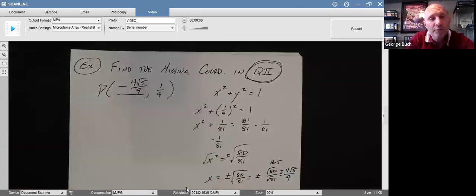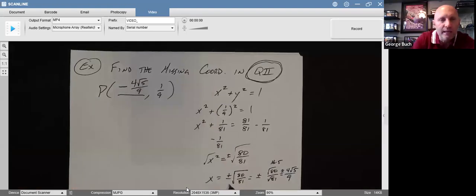So before everybody asks me in class, yes, this is how I want your answer. I want you to simplify if possible. Don't just give me negative square root of 80 over 81. You should have the ability to simplify that. If you're in Math 127, you should have figured that out in Math 126. So simplify it as far as you can.